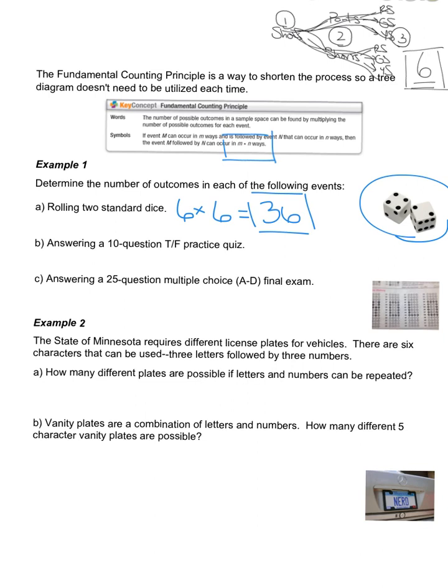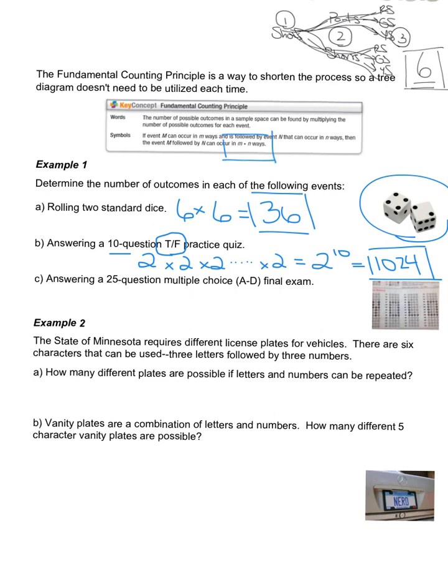Next situation, we're looking at a 10-question true-false practice quiz. So if we think about it, we have 10 questions, each with 2 outcomes. So there's 2 outcomes on the first, 2 outcomes on the second, 2 outcomes on the third. We're going to do this 10 times. In essence, we have 2 to the 10th. So the number of ways I can answer that 10-question true-false quiz, there is 1,024 ways. So basically meaning if you guess on a 10-question true-false quiz, the chances that you get 100% are very little. We'll talk about probability in a little bit.